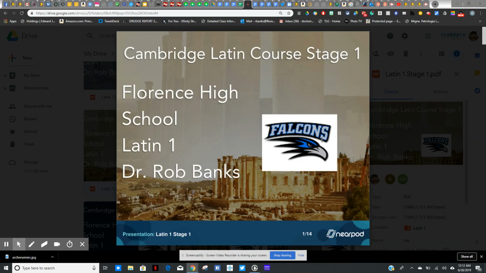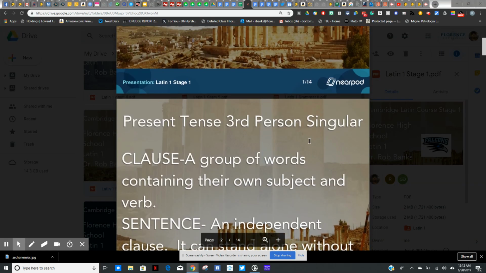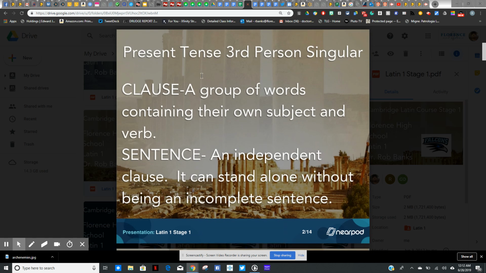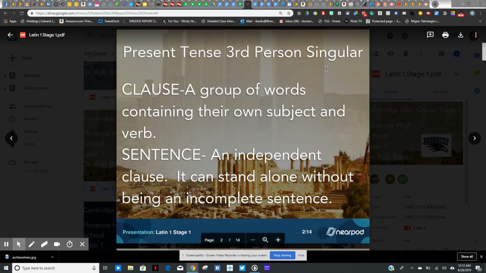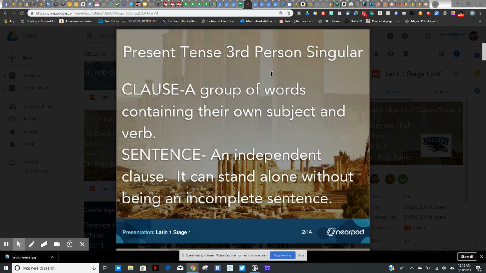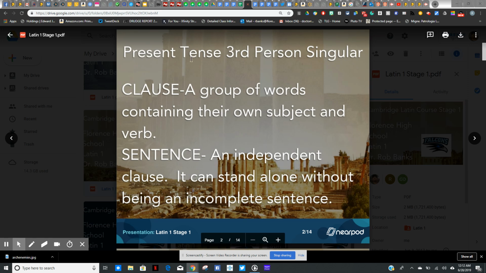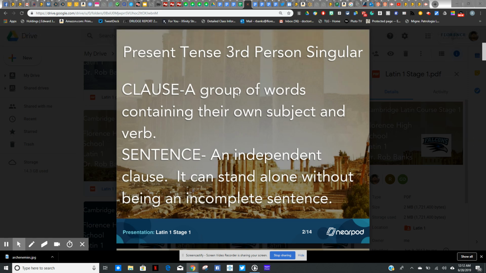So this is a Nearpod for chapter 1. So in chapter 1, we saw present tense third person singular, right? Referring to verbs. And there's a lot of basic English terminology we have to get down before we can go forward. So first of all, let you know what a clause is. A clause is a group of words containing their own subject and verb.